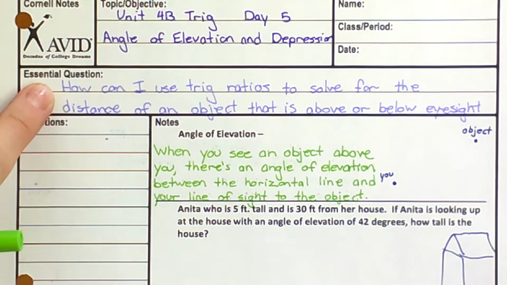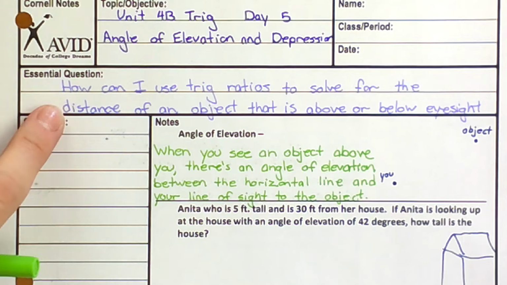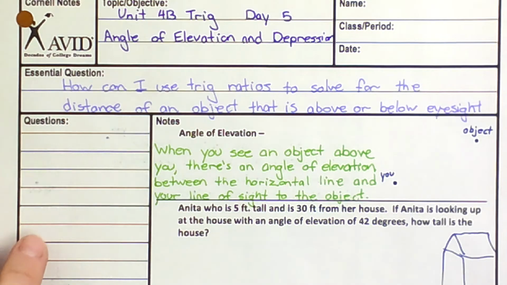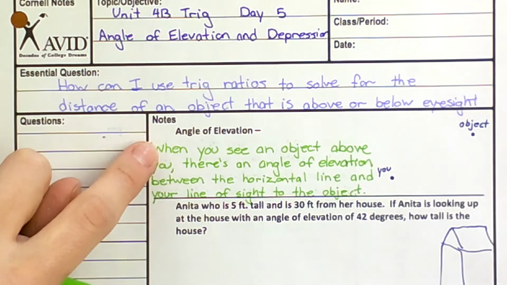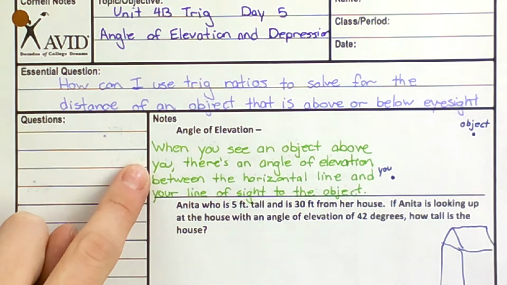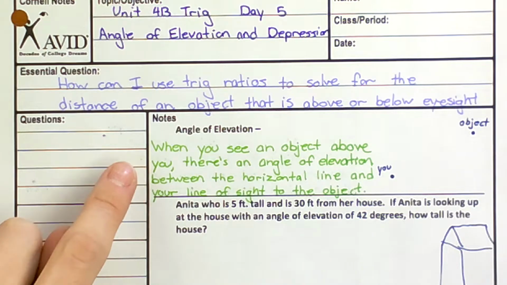depression. Our essential question is, how can I use trig ratios to solve for the distance of an object that is either above you or below you? So above your eyesight or below your eyesight. So the first one is angle of elevation. So when you see an object that is above you, there's an angle of elevation between the horizontal line and your line of sight with the object.